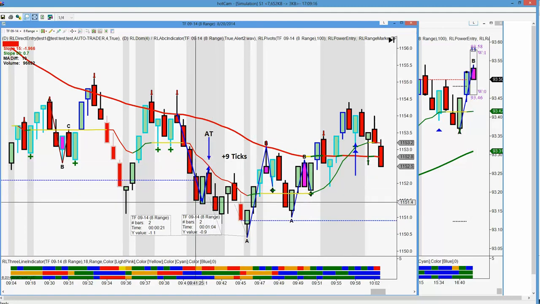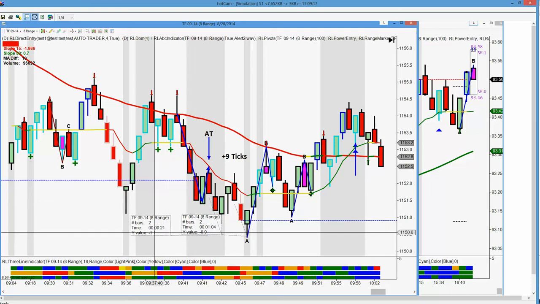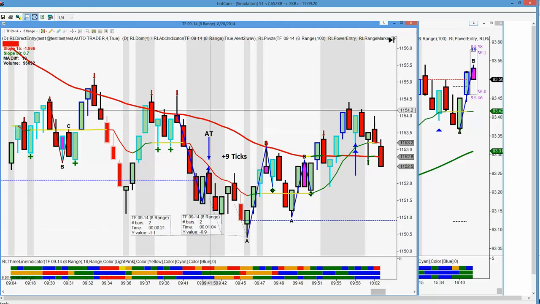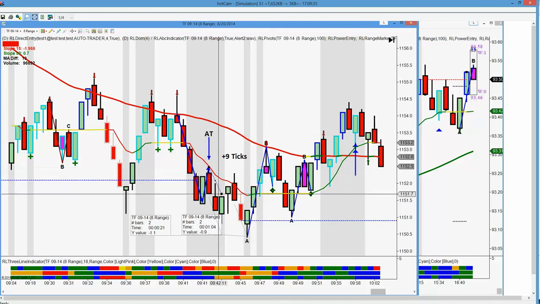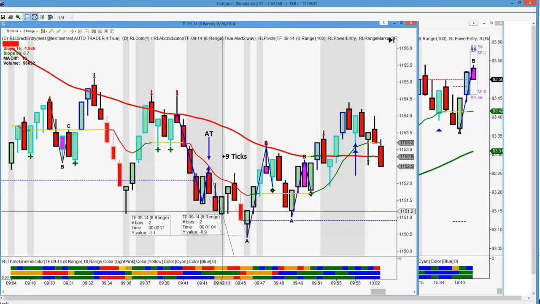And the auto trader took an 11-tick trade on our 8-range chart. We take 2 contracts off at 5 ticks and 2 contracts off at 10. So this was a very, very good 2-target auto trader trade. But I kept looking, and the market fell.